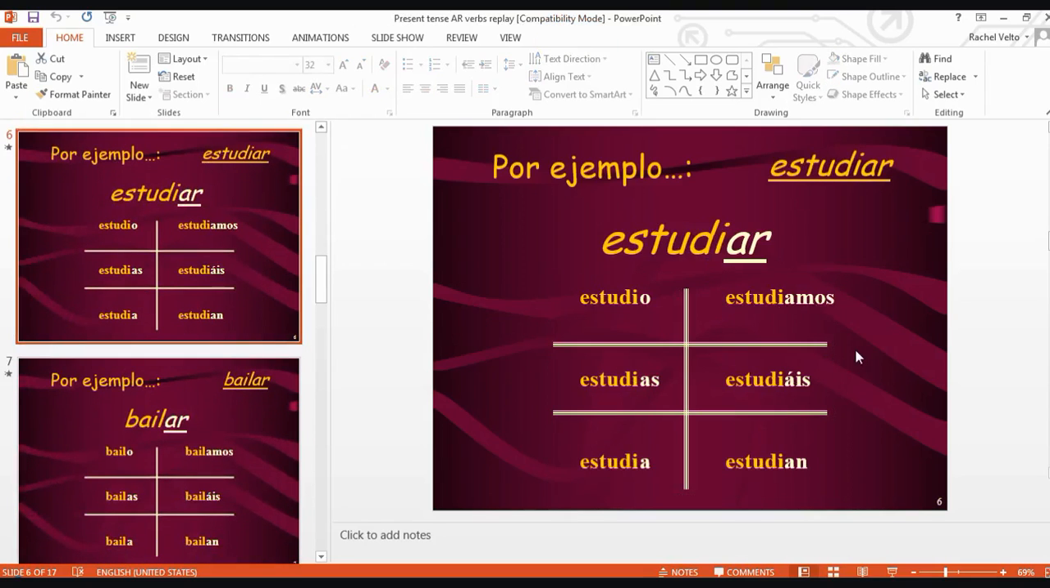Here's another example, working with studying. So I study, estudio. You study, estudias. He studies, she studies, or you study formally, estudia. We study, nosotros estudiamos. You all study, my friends, vosotros estudiáis. And then they or all of you formal study, estudian.